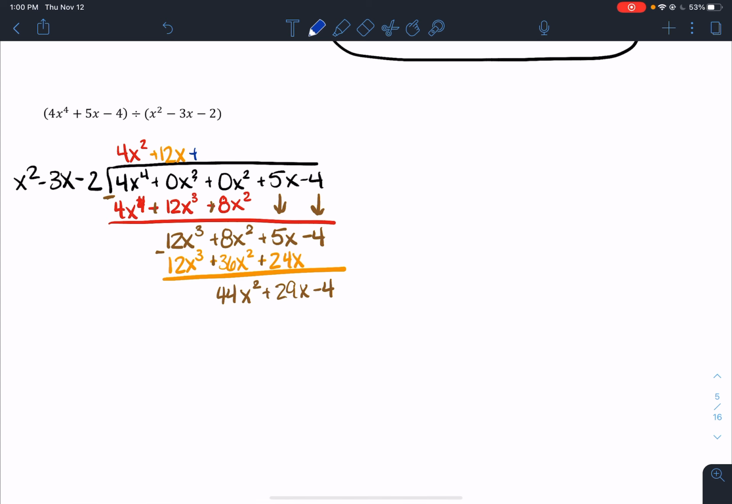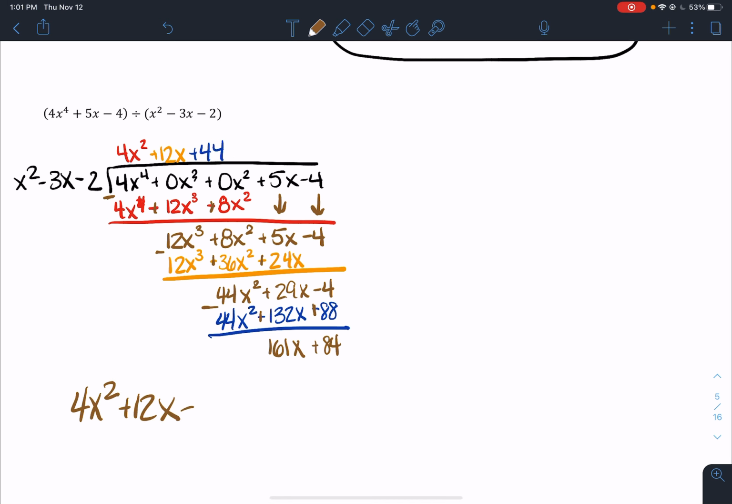I do the same thing again. So now I need plus 44. 44x squared minus 132x minus 88. Subtract, add. That will give me 161x plus 84. So my solution, my quotient, is 4x squared plus 12x plus 44, plus 161x plus 84 over x squared minus 3x minus 2.